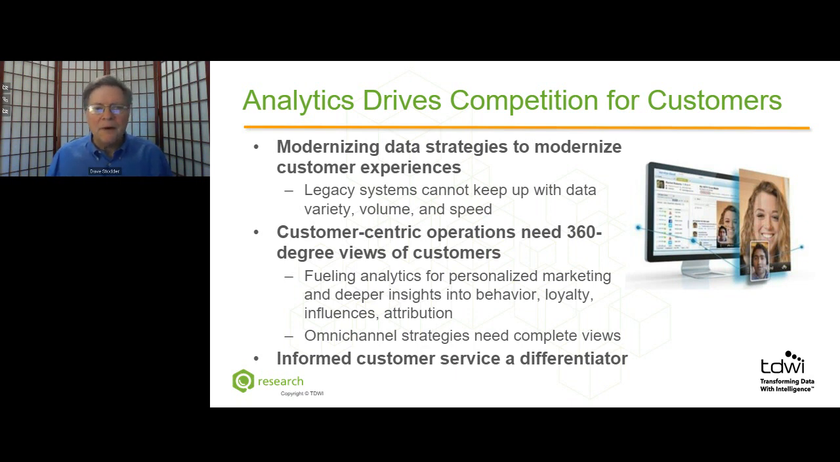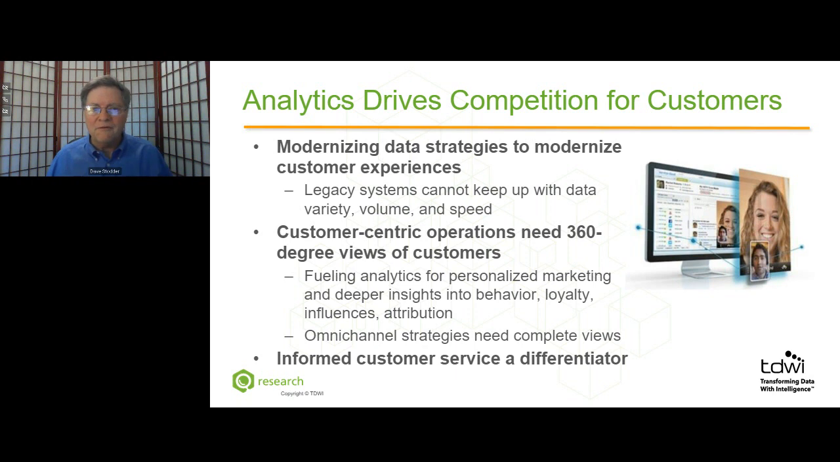So organizations want to modernize data strategies to modernize customer experiences, and we see that in our research as a major goal, for getting away from legacy systems that really cannot keep up with the variety, the volume, and the speed of this data as it's coming in from lots of different sources and channels. Customer-centric operations need 360-degree views of customers. The basic idea there is to have all of the data that you have about a customer from all the different touch points, all different types of data, and be able to integrate that data and get an integrated view of all of that data.